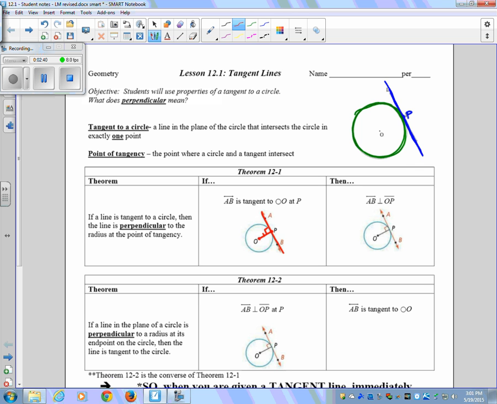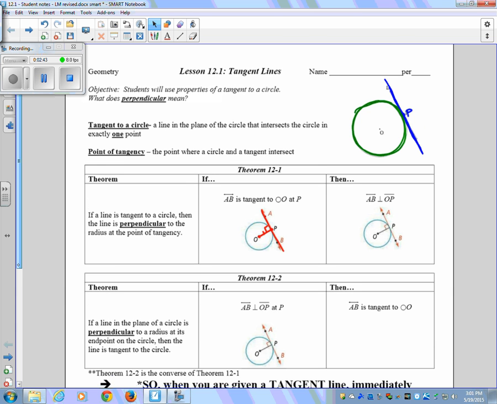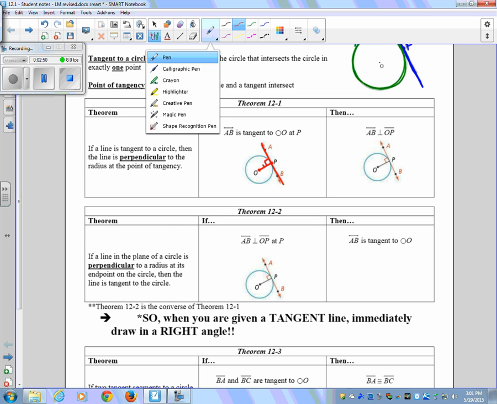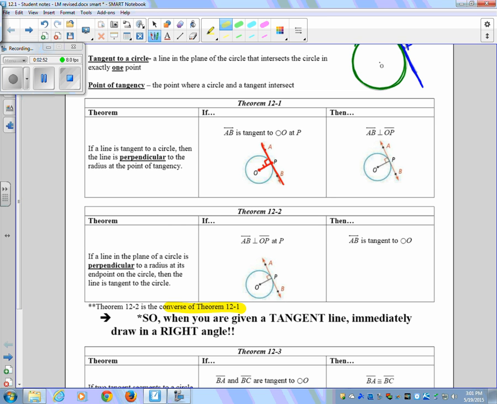The converse of this is also true. So our second theorem is just the converse of the first one. It says if you have a line that is perpendicular to a radius with an endpoint on the circle, then the line is tangent to the circle.